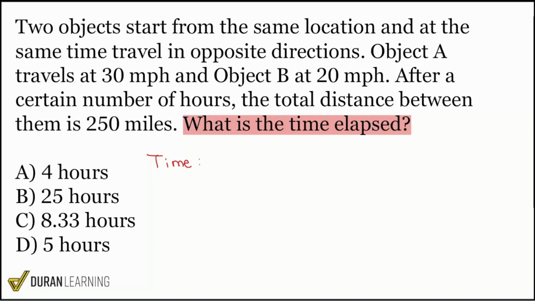All right. Now, step 2. Let's understand the information. Remember, it's not just about the numbers, it's about what the numbers mean. So here we go. Two objects start from the same location and at the same time travel in opposite directions. Again, two objects that start at the same place at the same time travel in opposite directions.